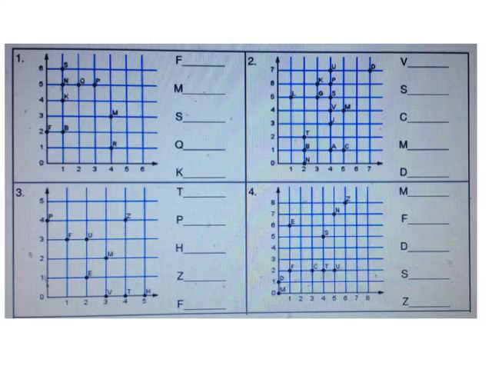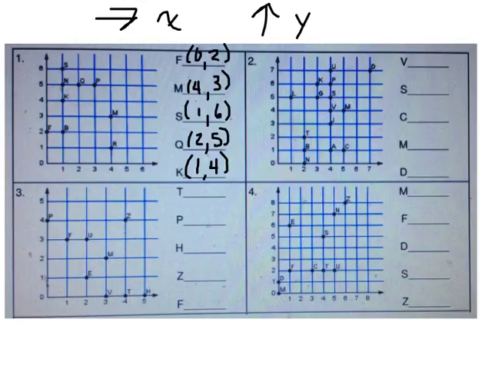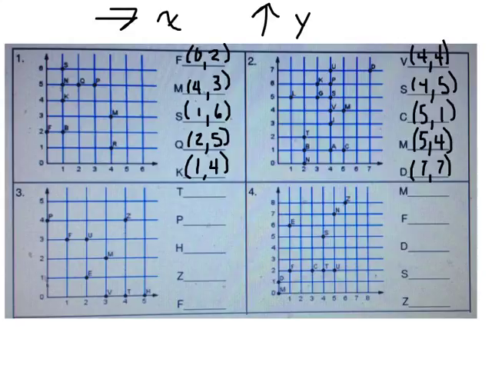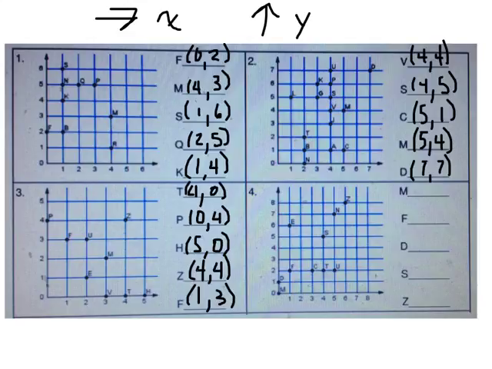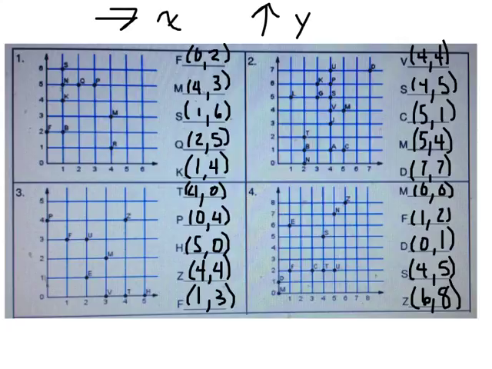We also talked about plotting ordered pairs. Remember, we go over first, that's our x-coordinate, and then we go up second, that's our y-coordinate. What are the ordered pairs of the points in number 1? Check your work with mine. What are the ordered pairs for the points in number 2? Check your work with mine. What are the ordered pairs for the points in number 3? Check your work with mine. What are the ordered pairs for the points in number 4? Check your work with mine.